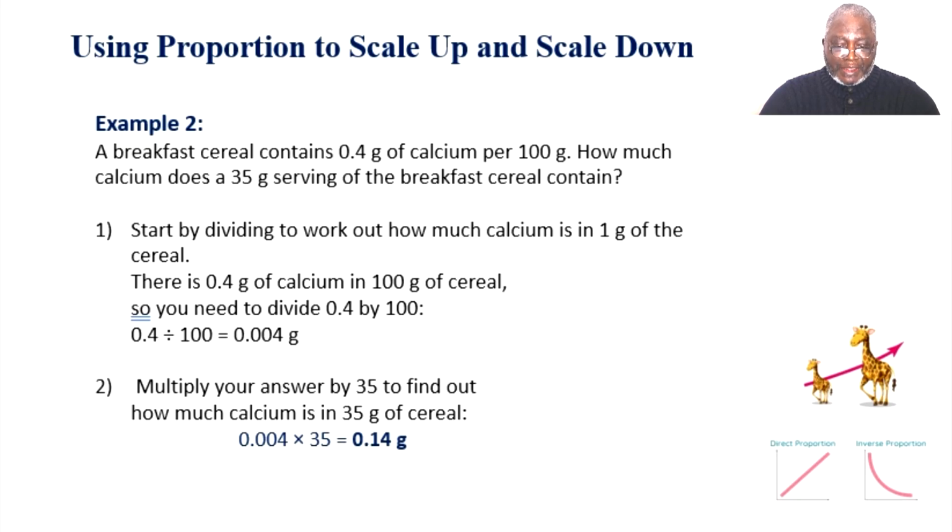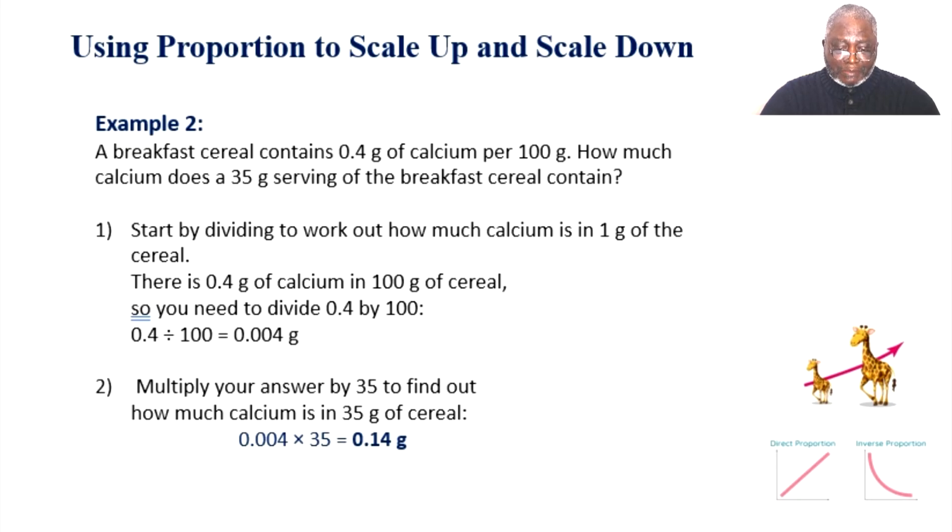First, start by dividing to work out how much calcium is in 1 gram of the cereal. There is 0.4 grams of calcium in 100 grams of cereal. So you need to divide 0.4 by 100. You remember our decimals? So we will end up with 0.004. So one decimal place is extended by adding zeros in front of the 4 because we divided by 100.